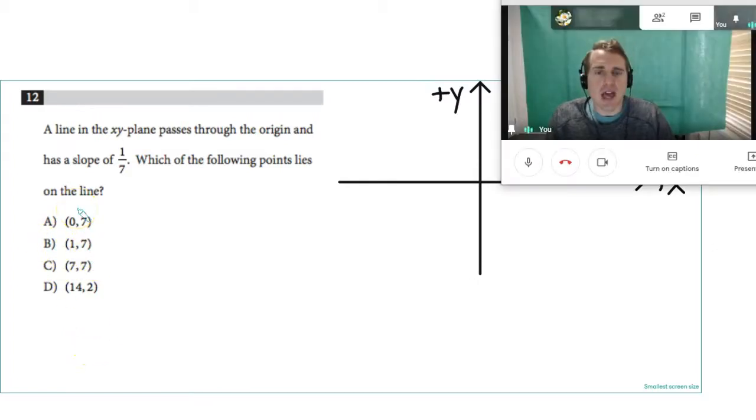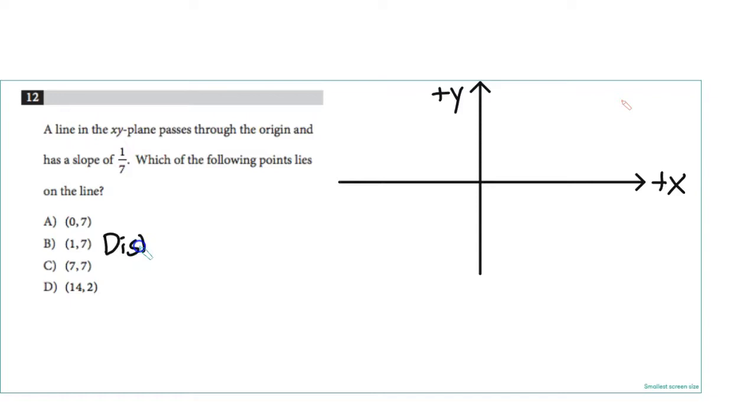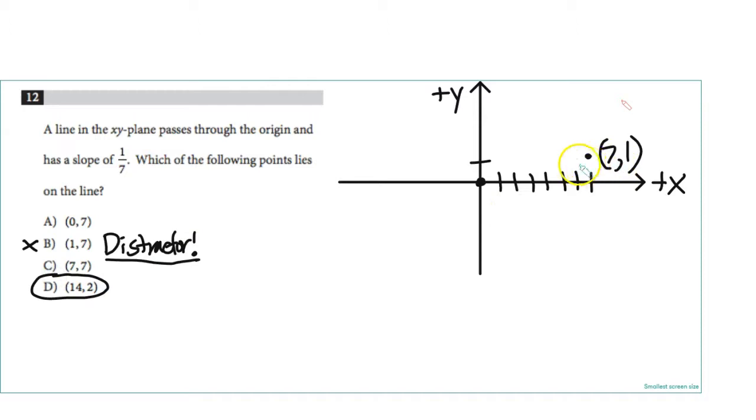Incorrect. One of the things you've got to notice about the SAT is they're always going to have, listen to me carefully, distractor answers. This is a classic distractor. If it passes through the origin, then it goes up 1, 2, 3, 4, 5, 6, 7, right? So what would that point be if you labeled it? Do you see why this is incorrect? This is a distractor, because you just go one more up here, and you go over to here.